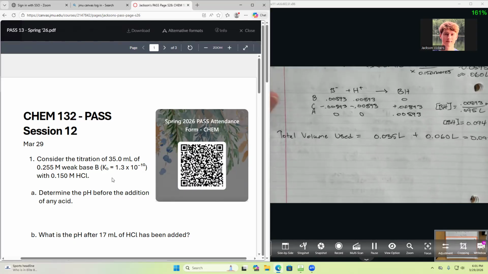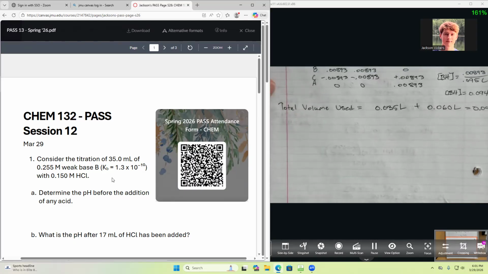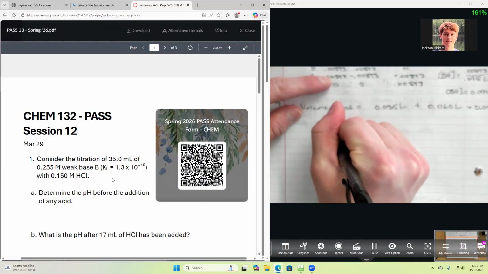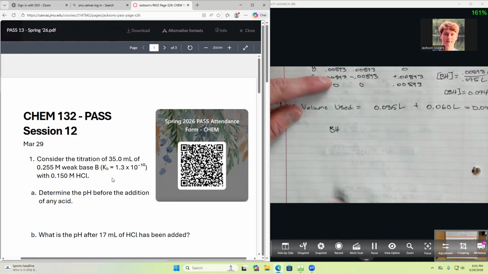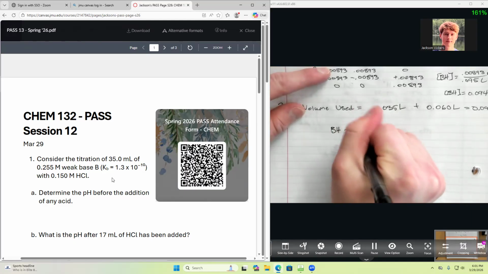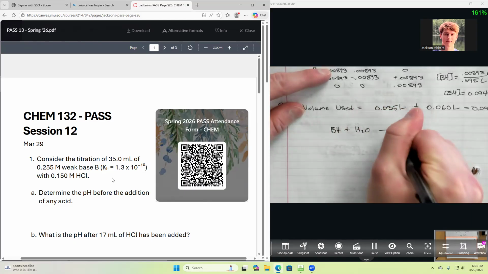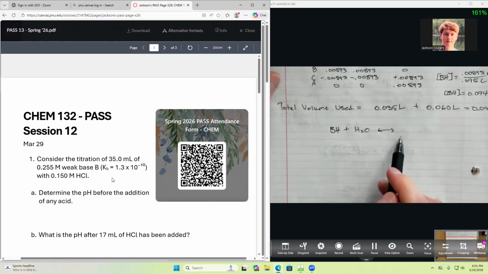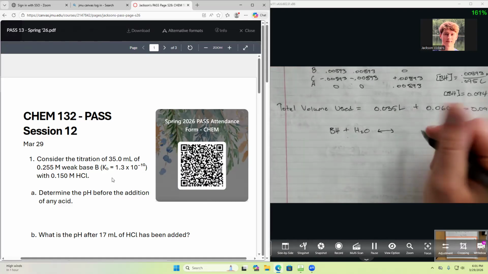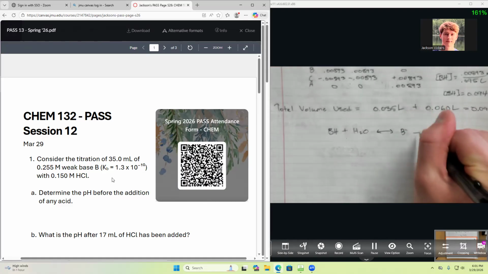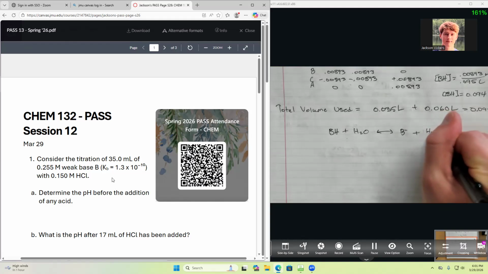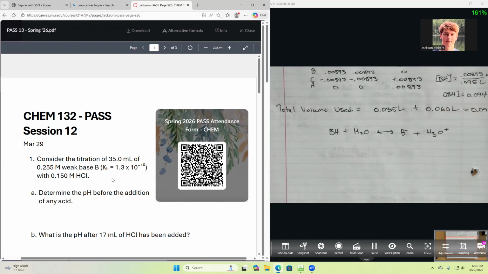So the ICE table, hopefully this is mostly review, but we're going to be using the weak acid that we've now been left with, the BH plus, plus water. And what are we going to form over here? If a weak acid is reacting with water, we're going to form first off its conjugate base, right? Yeah, so B minus and hydronium ions, which is what we're really concerned with here.